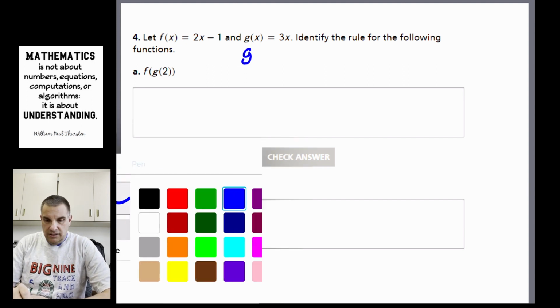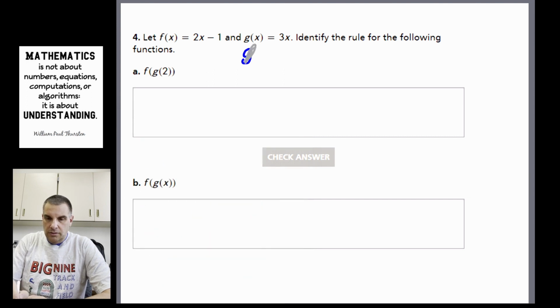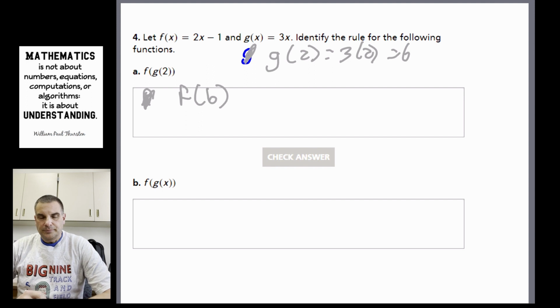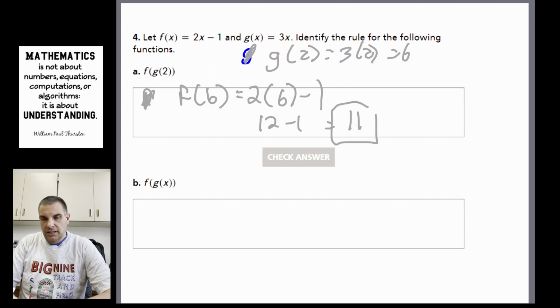So the g function is 3x. So g of 2 is 3 times 2, which is 6. That means I need to find f of 6. Anywhere in the f function that I see an x, I'm going to replace it with a 6. And that's 12 minus 1, which is 11. Let's go ahead and do the next one.